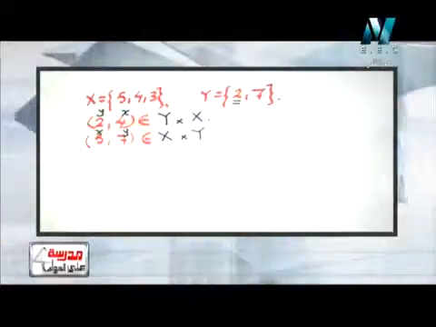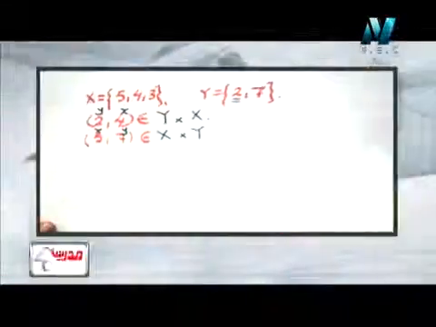Okay? Now, if 5 and 7 belong to x, y, then is 5 and 7 a set or an ordered pair?